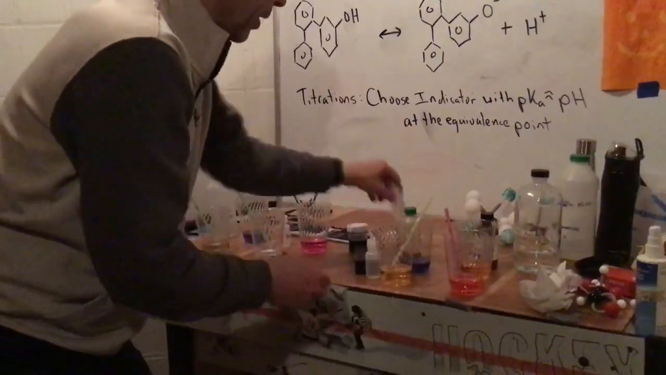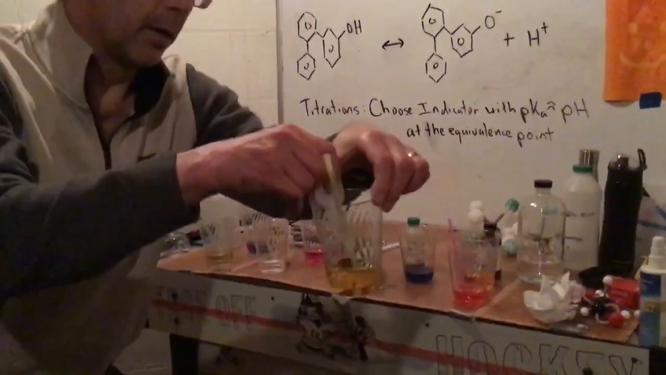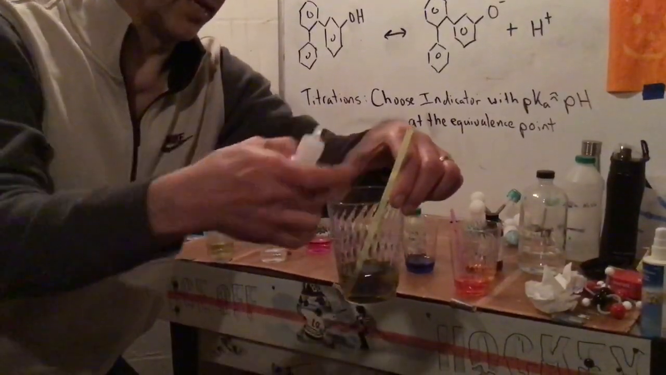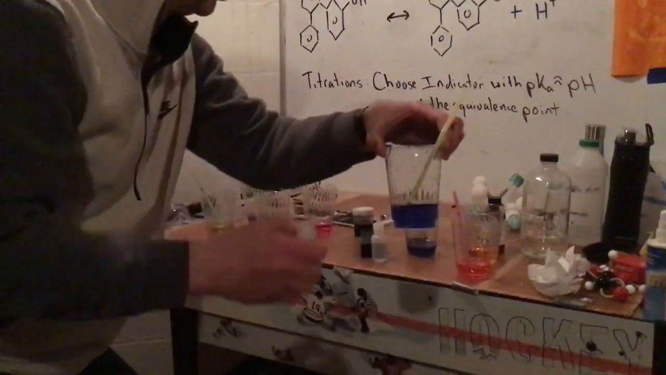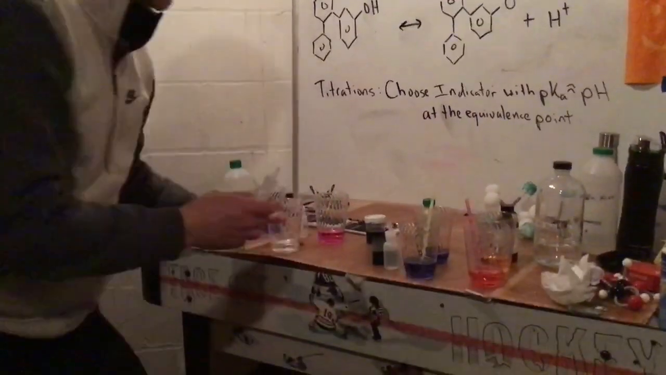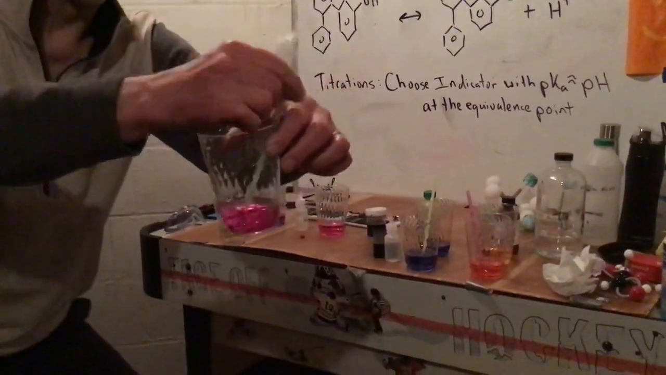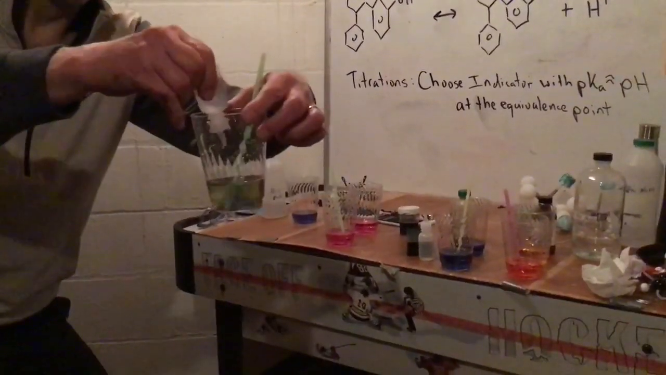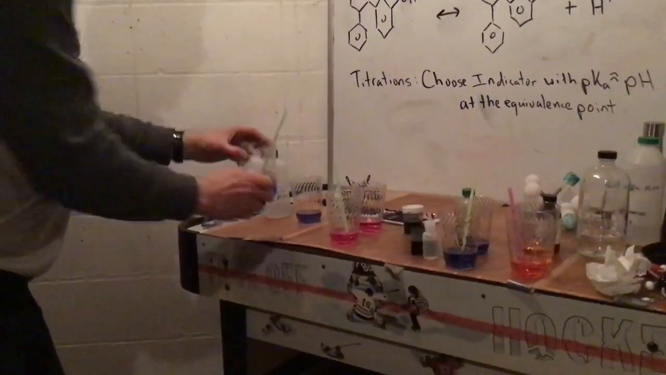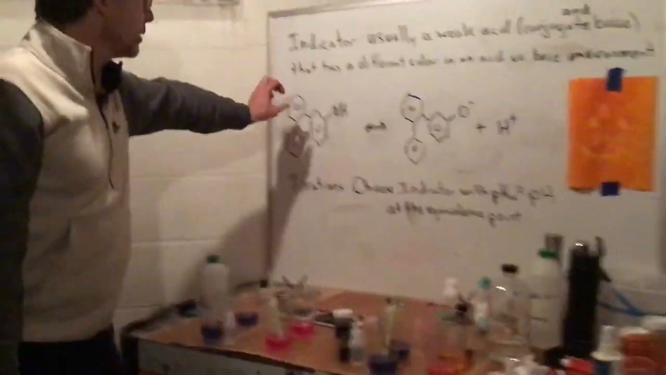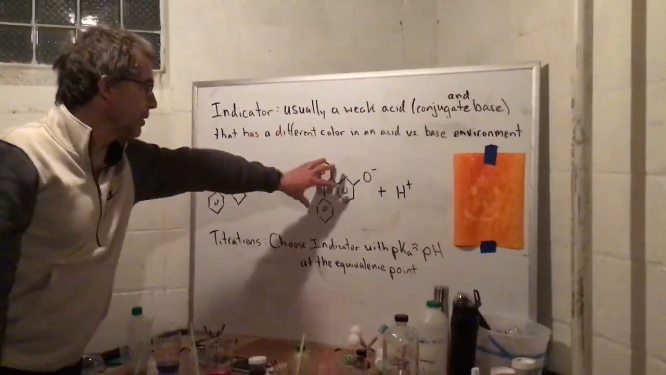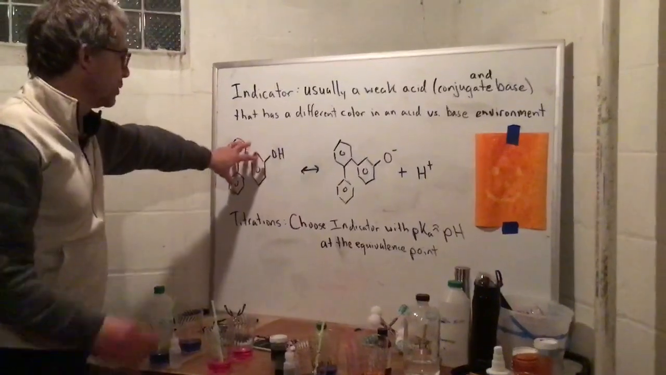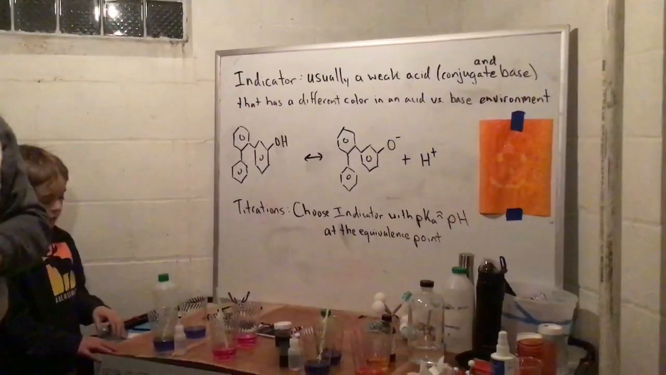If we don't like that, we can add some base and we can switch it. Maybe add a little bit more base, and we can get that right there. Just like we could add more base and turn these back here. They're all reversible systems that we have. So again, an indicator is a weak acid, conjugate base system, one color in the presence of a base, one color in the presence of an acid, and you can switch back and forth.